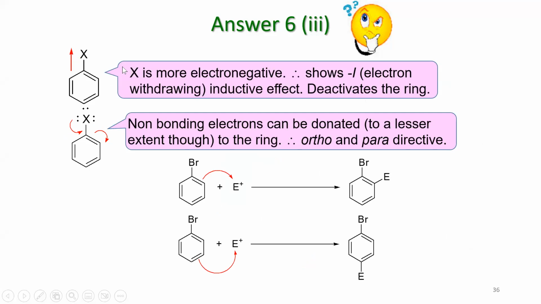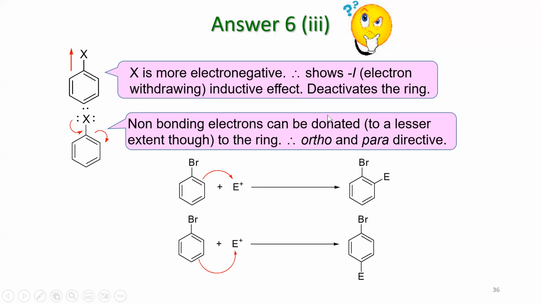Halogen atom is more electronegative. Electronegative atoms pull electrons, right? So due to pulling, it shows an electron withdrawing inductive effect. Minus I effect is the electron withdrawing inductive effect. So when the electrons are pulled, the ring is deactivated because the electron density is going to be lesser than in the benzene ring. And again, halogen atoms have non-bonded electrons like this, right? Six non-bonded electrons. They can be donated to the ring. So in that way, it is activating the ring, right?